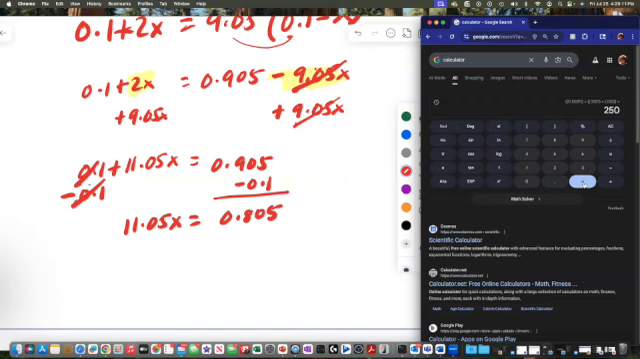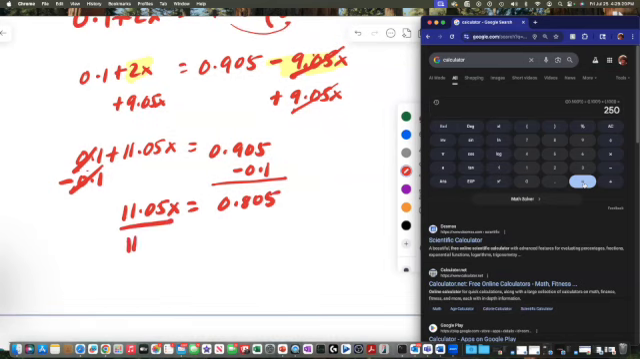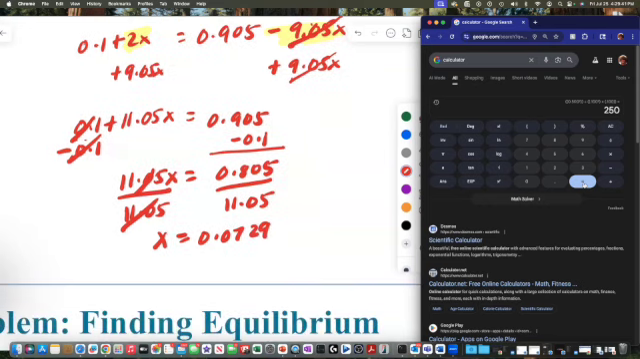Let me verify this because I don't trust myself doing head math when I'm tired. 0.1. Yep, that was correct. Divide by 11.05. But I'm trying to do this to work my brain, right? Because it's like a mental workout. Divide by 11.05. So we get 0.072885. We'll make it 0.0729. Okay, so how about that? We got that for x.